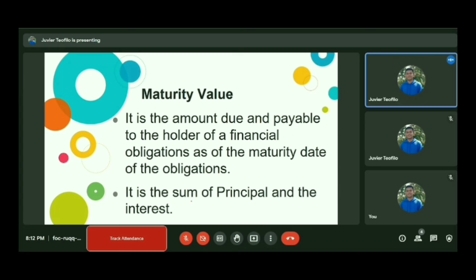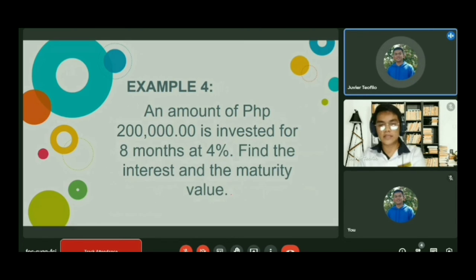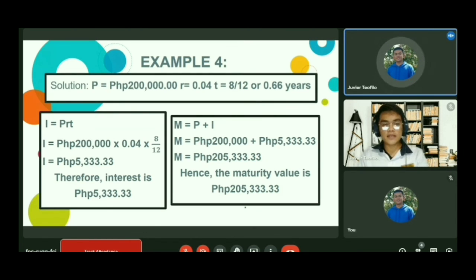Okay, so let's proceed. Okay, example number 4. An amount of 200,000 pesos is invested for 8 months at 4%. Find the interest and the maturity value. Let's have the solution. Okay, our principal is equal to 200,000 pesos. Our interest rate is equal to 0.04. Our T is equal to 8 divided by 12 or 0.66 years.